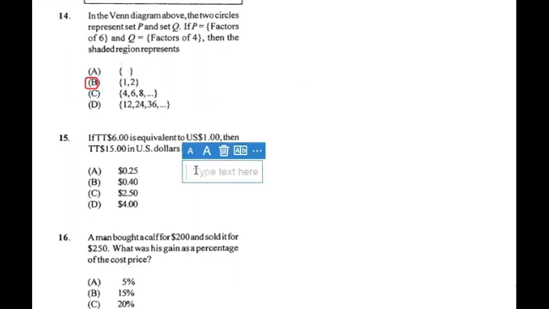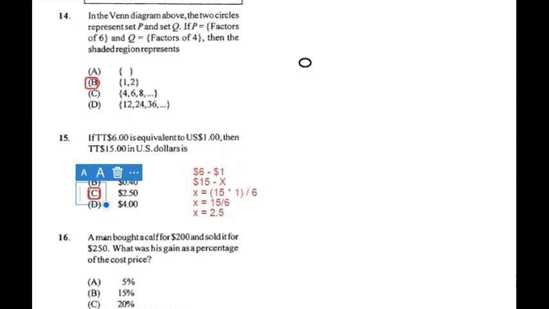Number 15. If TT $6 is equivalent to US $1, then TT $15 in US is. So if TT $6 is equal to US $1, how much is TT $15? What we'll be solving for is X, which is the US dollars. So we cross multiply to get 15 multiplied by 1, all divided by 6. So X is equal to 15 divided by 6, X is equal to 2.5. So our answer for 15 is C.